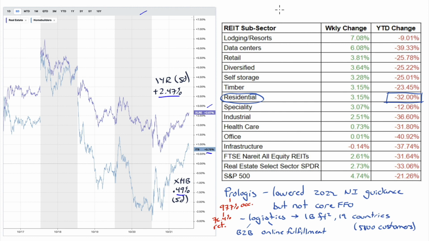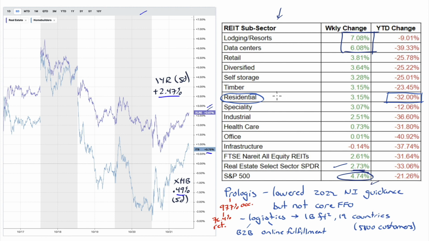And this is a chart of different REIT subsectors, the types of REITs and the weekly change. Here's the S&P 500 down here. It had a weekly increase of 4.74%. The real estate sector, 2.73. I got 2.67 here, so I'm not sure how the 2.73 is being measured. You can see these two REIT subsectors, lodging and data centers, are the ones that beat the S&P 500.